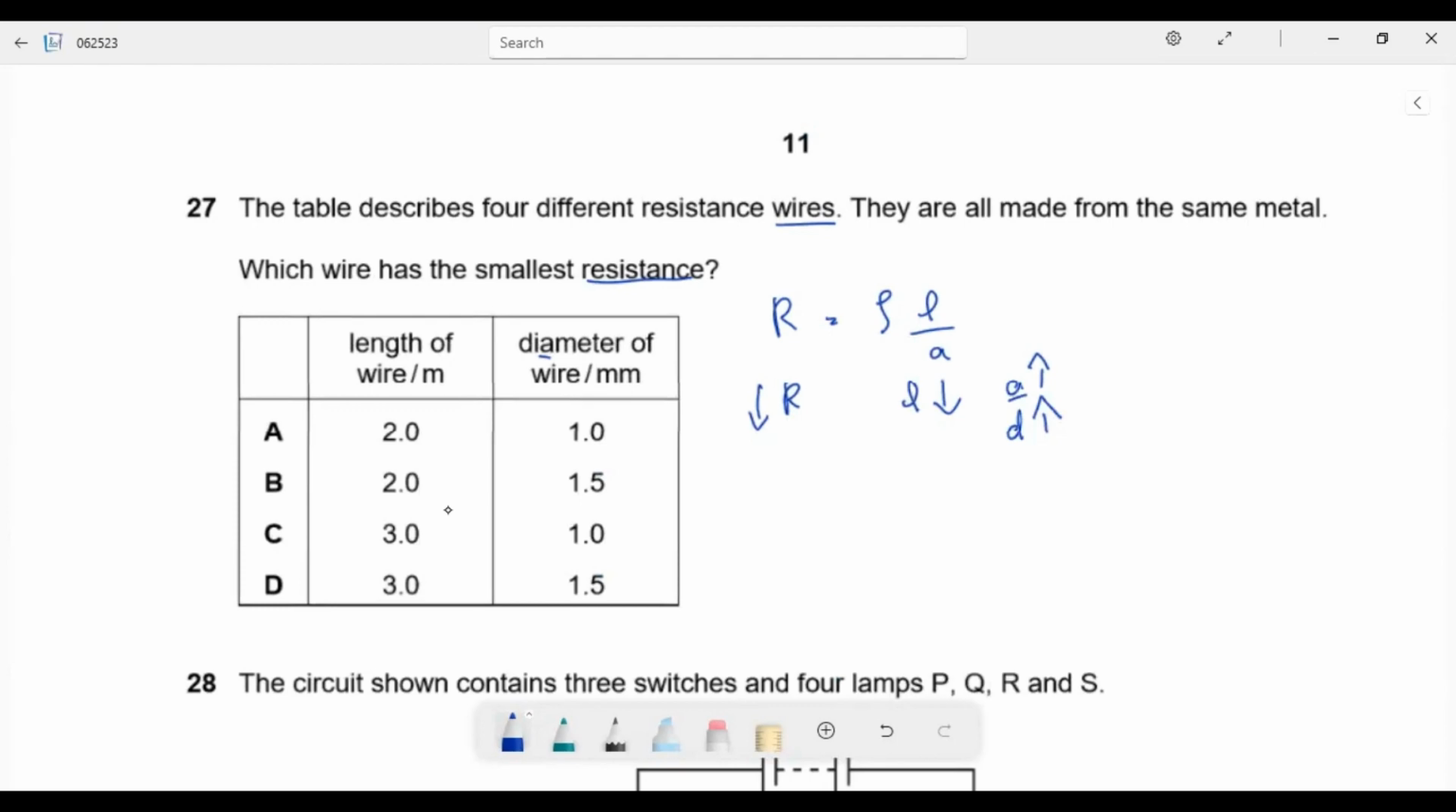So in this case, for A and B the length is less and the diameter should be more. So out of these, for B the diameter is more. So the right choice is B. Length should be less and diameter is more.